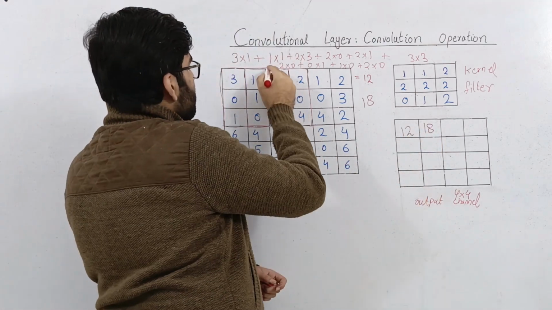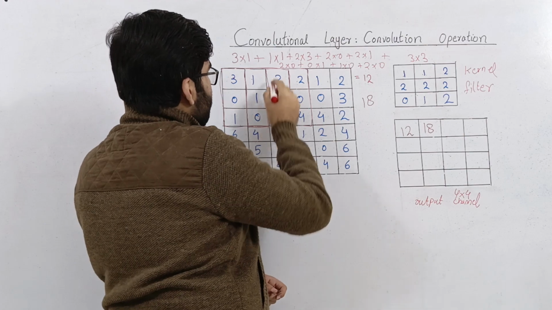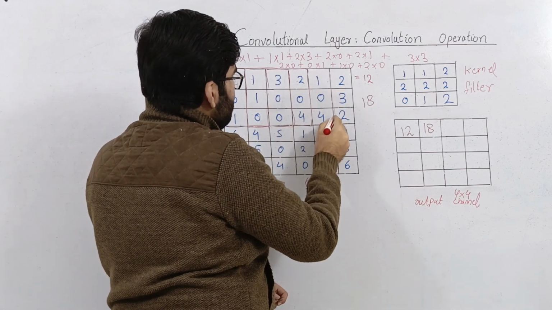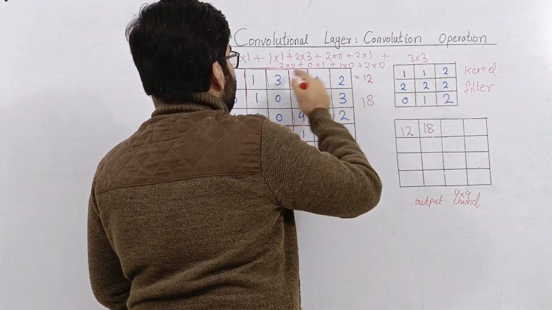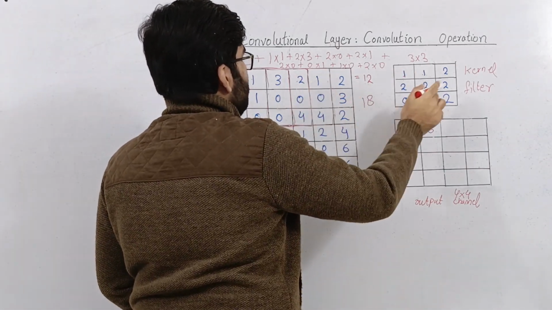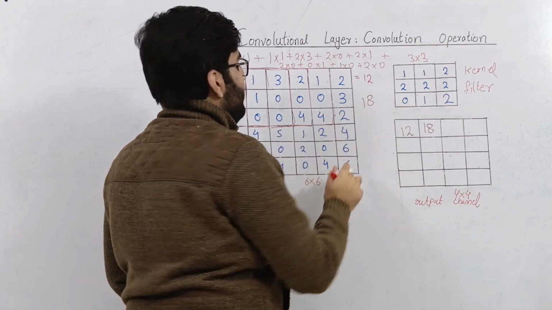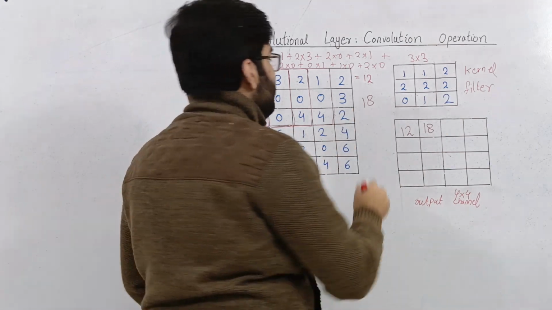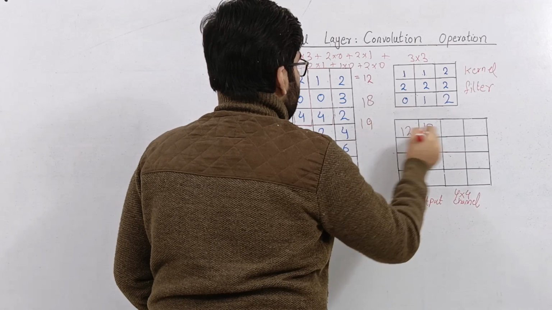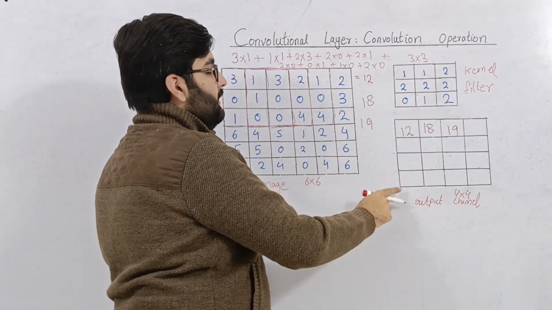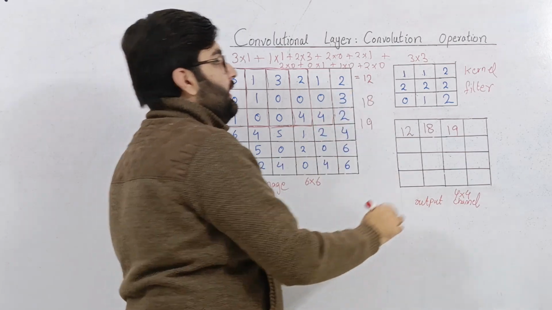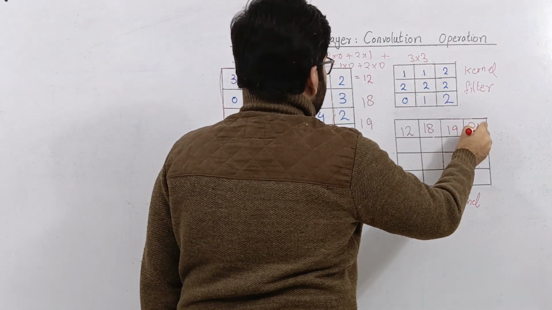The next step is to move it 1 point to the right and do the same operation. Multiply 1 by 3, 1 by 2, and so on to multiply 2 by 4, and then add up the values. The result must be 19. So if I keep filling this output channel by sliding it to the right, I will get the next value as 21.